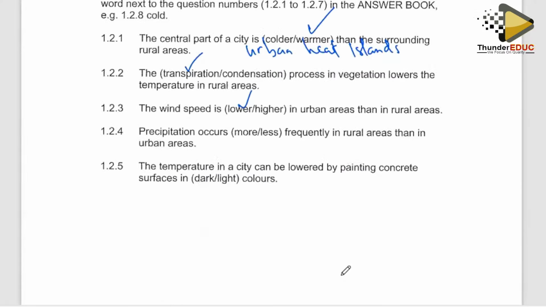Right. Then number 124, precipitation occurs more or less frequently in rural areas than in urban areas. How does precipitation compare between a rural area and an urban area? Precipitation is less frequent in rural areas. I'll try to explain. You might argue, why am I saying less? Why is there not a high chance of precipitation in rural areas? You can justify it because there are more water bodies and maybe more vegetation contributing to transpiration.